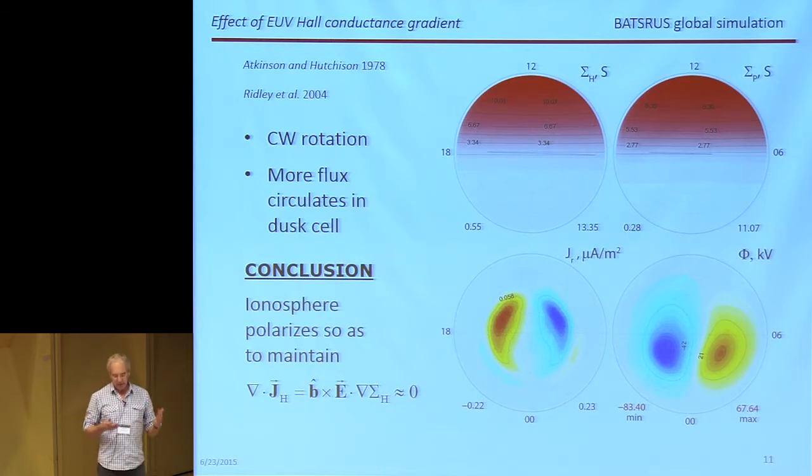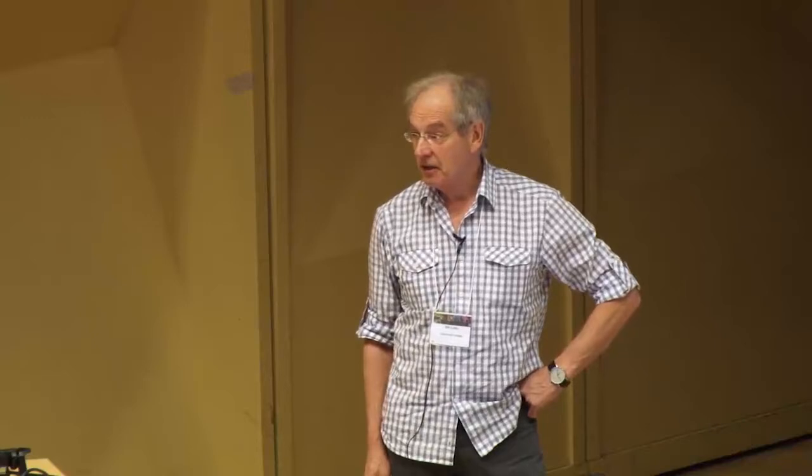validated, I think, for the first time in a simulation by Ridley et al., a nice series of studies in 2004, you see a clockwise rotation of the convection pattern when you just put this gradient in the conductance on there, and you find more flux circulating in the dusk cell. And I'll try to convince you in a couple of slides after this that the reason that this happens is that the ionosphere and magnetosphere, when they're working together, for some reason, try to minimize the divergence in the Hall current.